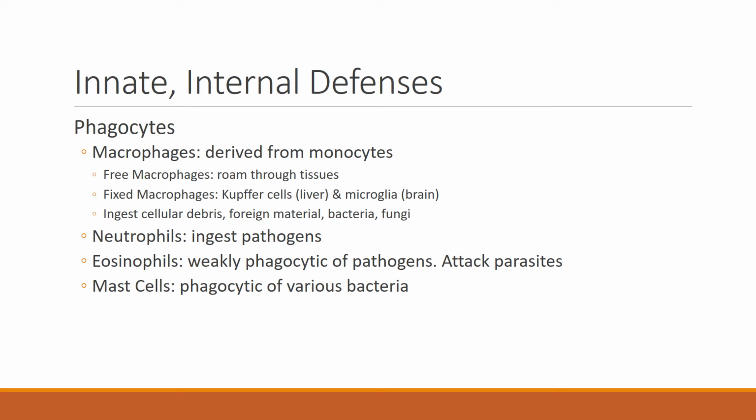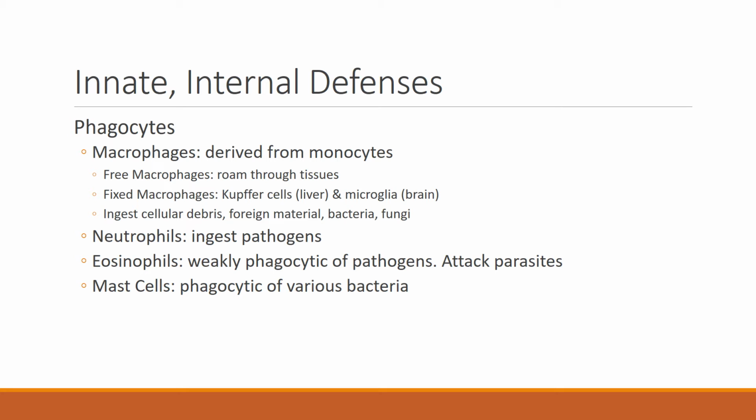So phagocytes will be the predominant cell type that we will see within the innate immune system. And so a phagocyte is a type of cell within the body that's capable of engulfing and absorbing bacteria and other small cells and particles. And we have different types of phagocytes that we find throughout the body based on their location. So the first are macrophages.